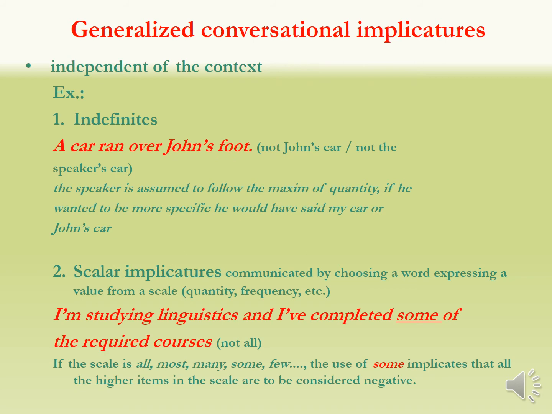After that, we have generalized conversational implicatures, in which we have independence of the context. First one, indefinites: a car ran over John's foot. Not John's car, not the speaker's car. The speaker is assumed to follow the maxim of quantity. If he wanted to be more specific, he would have said my car or John's car. Again, it's generalized. It's a general concept. He didn't mention which person the car belonged to, John's car or the speaker's car.